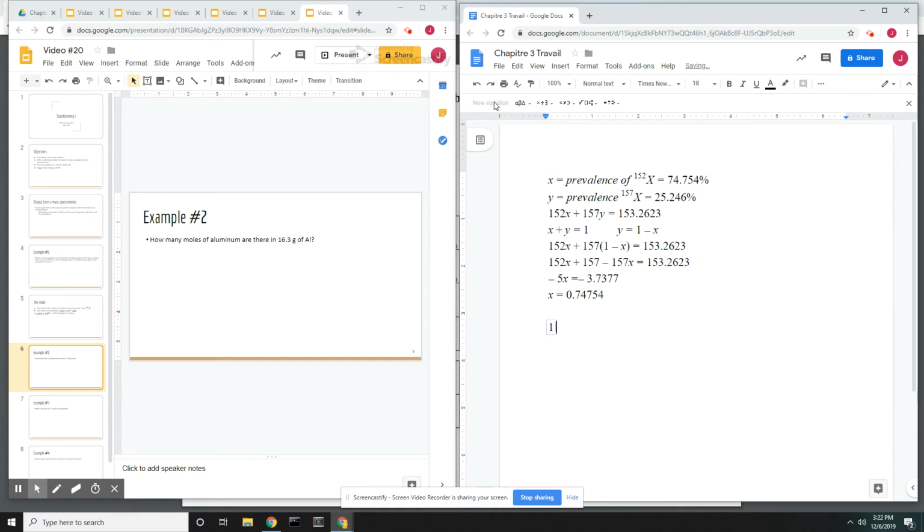So I have my 16.3 grams of aluminum. What that 26.98 actually means is that 1 mole of aluminum has a mass of 26.98 grams. So from here, I just divide and round to sig figs.